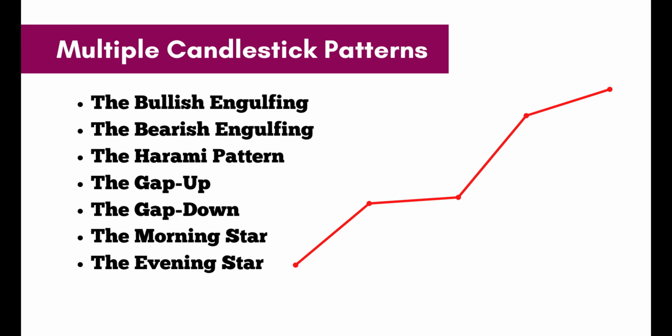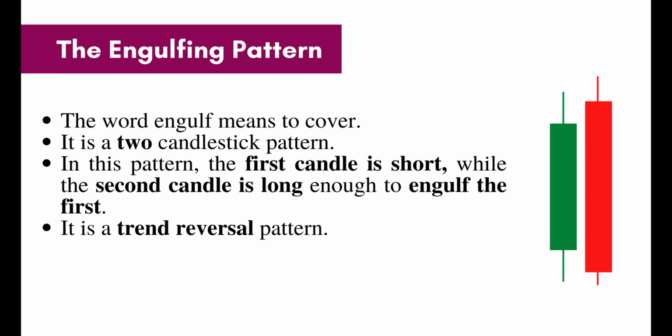The first pattern we'll discuss is the engulfing pattern. The word engulf means to cover. Hence, as the name suggests, in this pattern the first candle appears to be engulfed or covered up by the second candle. It is a two candle pattern, which means it is recognized by analyzing two candles together. This trend reversal pattern is of two types, the bullish engulfing and the bearish engulfing.